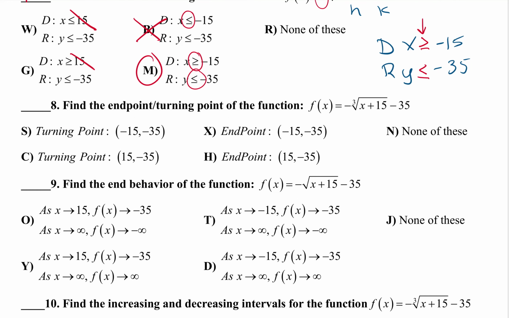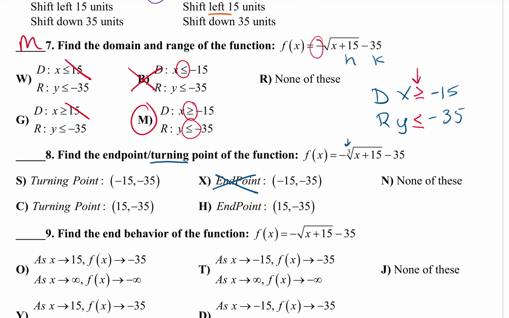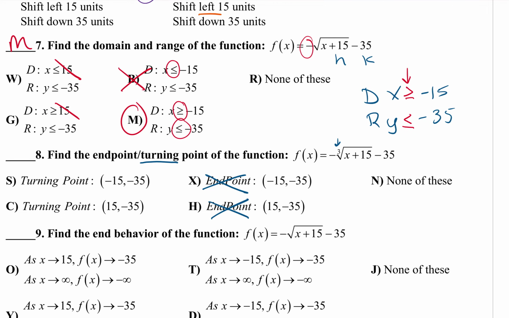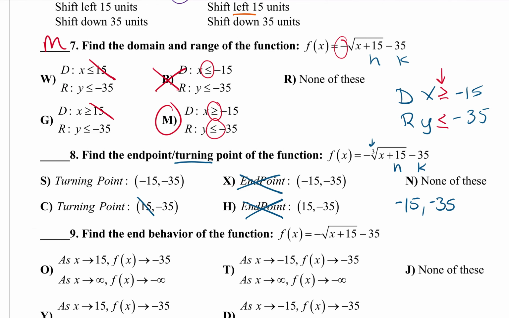Alright, next, number 8. I don't know why I said last, it's not, it's number 8, it's halfway through. Alright, endpoint, turning point. Because my index is 3, I know it's a turning point, so my endpoints are wrong. And whether it's an endpoint or a turning point, it's always HK, except H still flips, like always. So I should have negative 15, negative 35. That one's positive, so it is S.